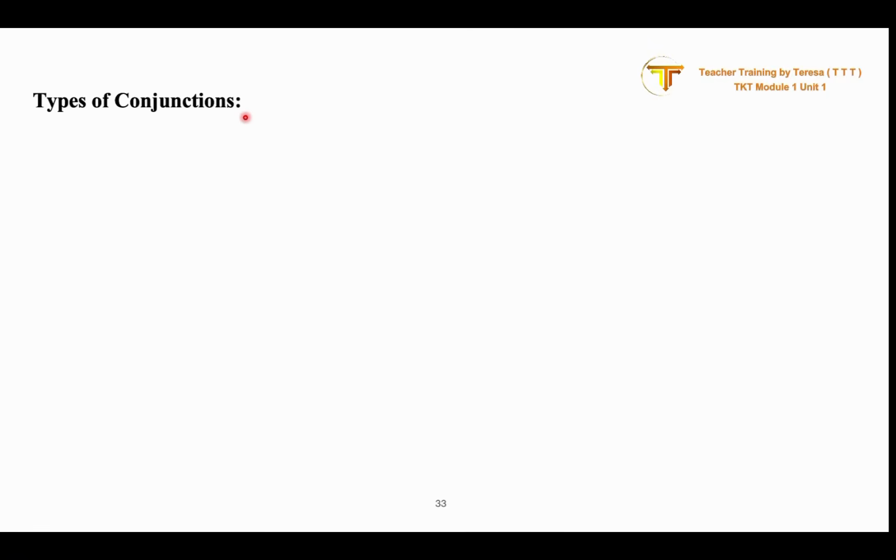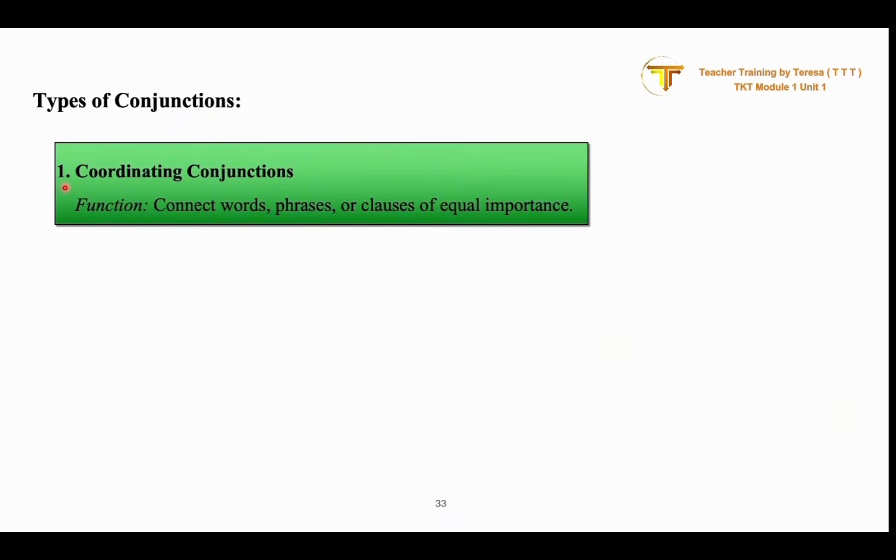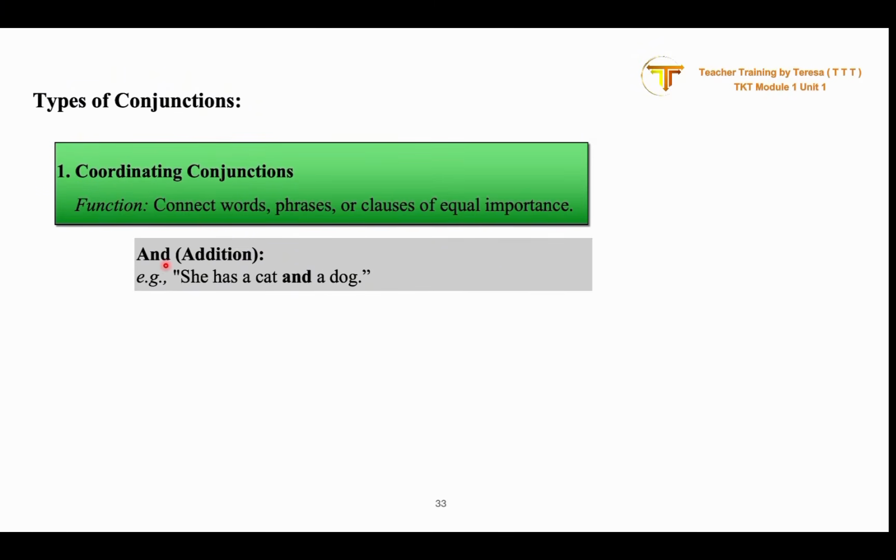Types of conjunctions. 1. Coordinating conjunctions. Function: connect words, phrases, or clauses of equal importance. And, addition. She has a cat and a dog.